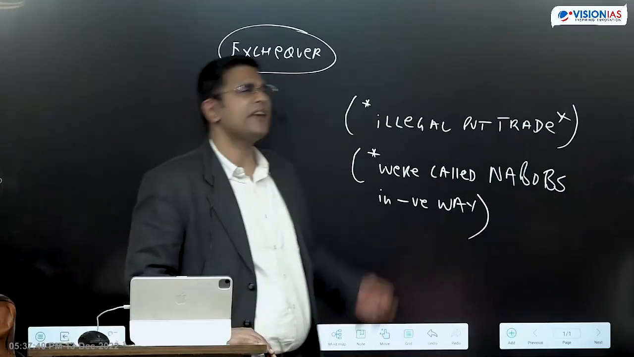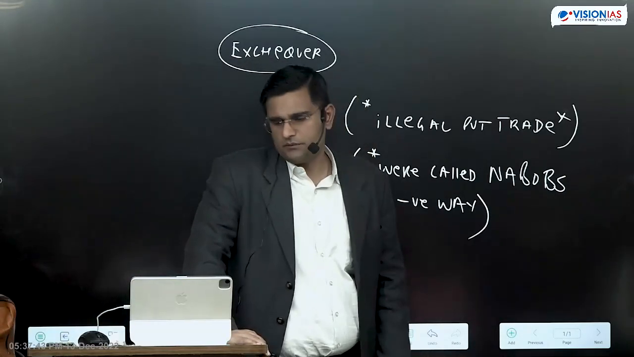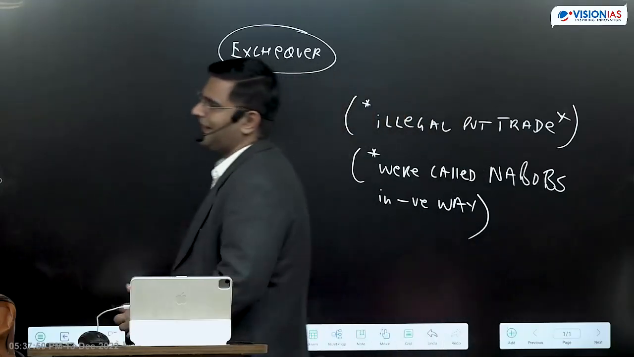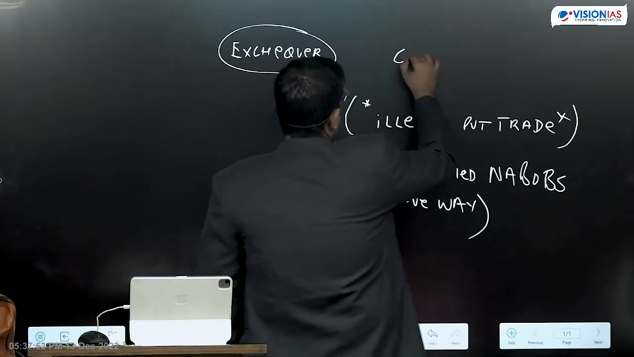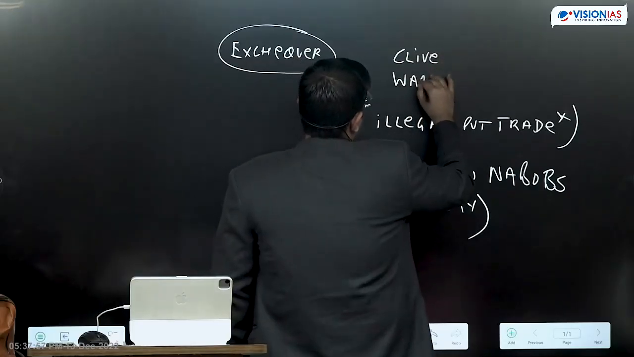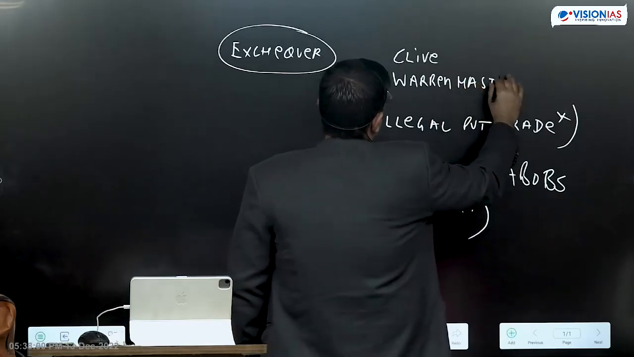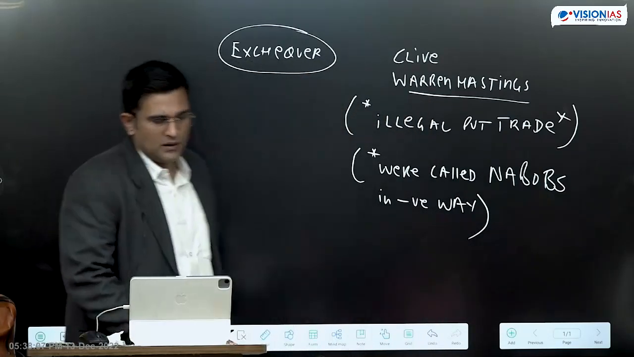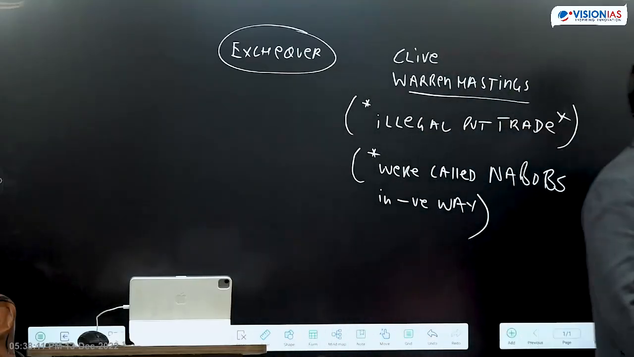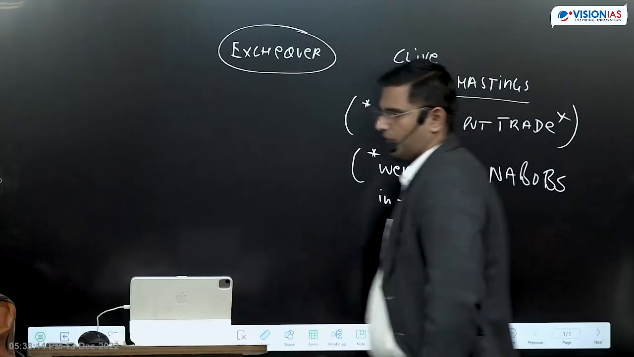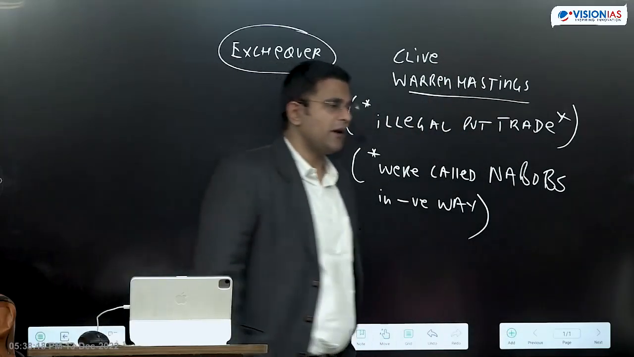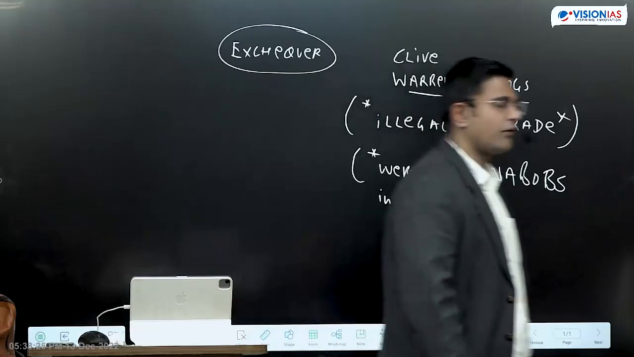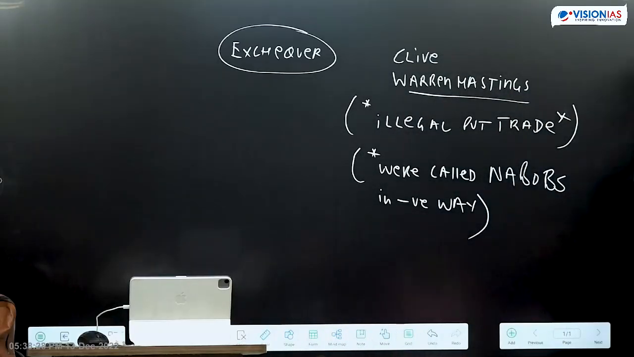So right now, there is one more small point, write it down. Important men like Clive and Warren Hastings wanted a formal relationship with the state to increase their own status.